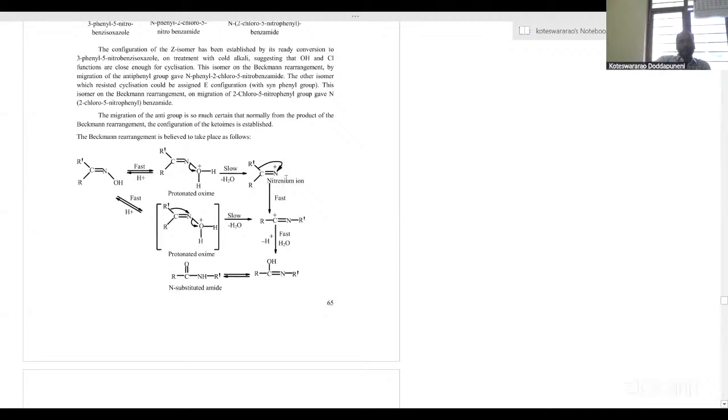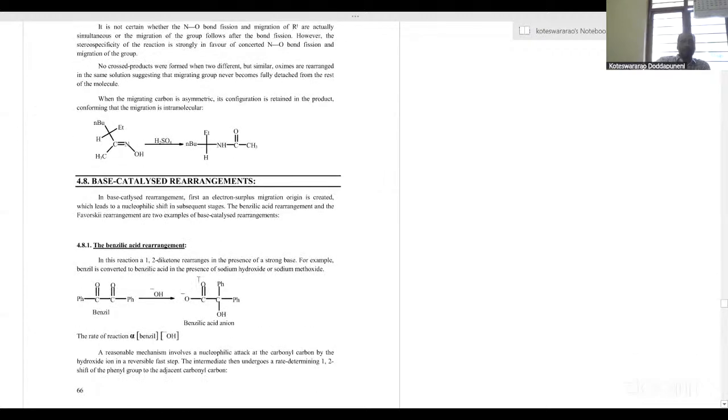After that, it rapidly undergoes rearrangement of the alkyl group, whatever the group anti to the OH group, it undergoes the rearrangement. Then it leads to the formation of this imine derivative. This imine derivative further, on addition of water, leads to the formation of hydroxyimine. This hydroxyimine undergoes tautomerism that leads to the formation of N-substituted amide. This is the major product.